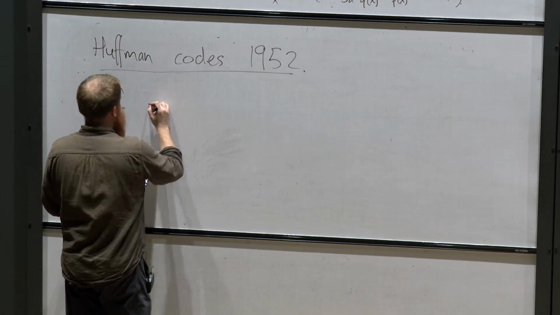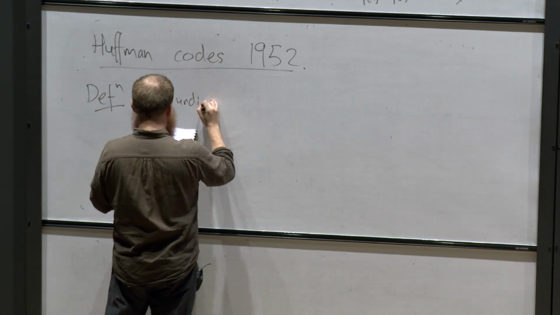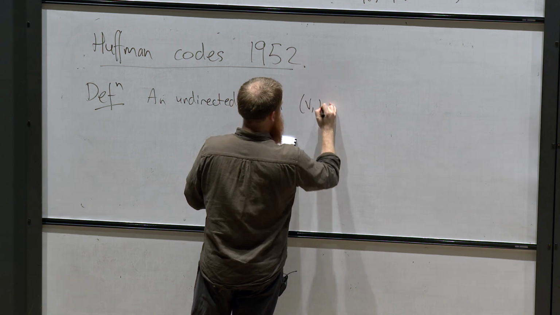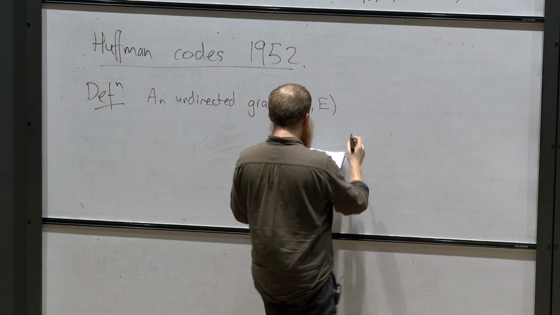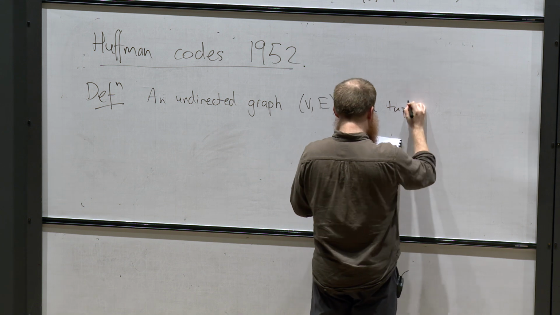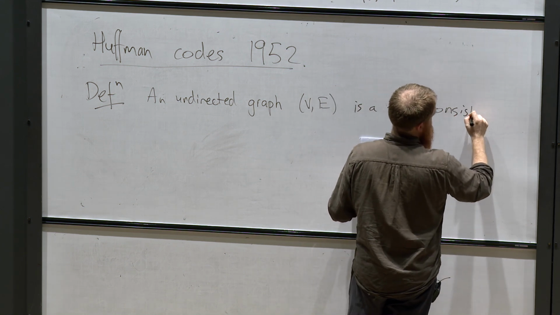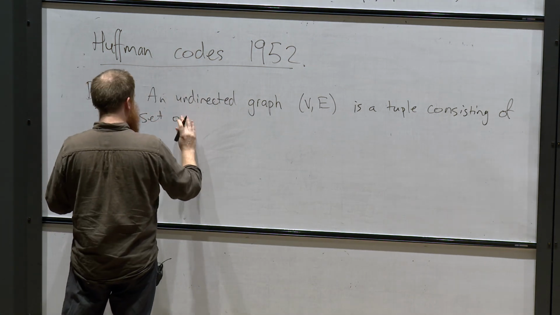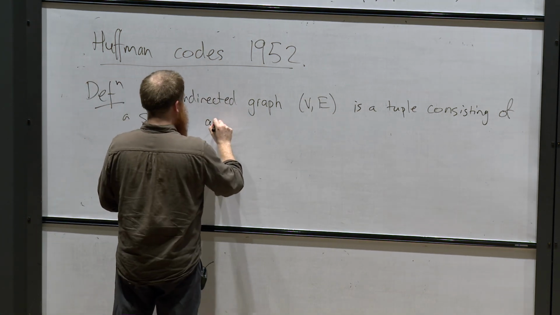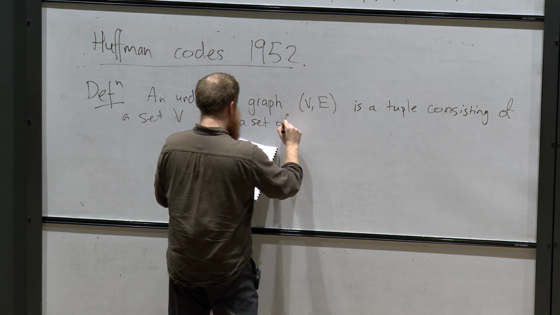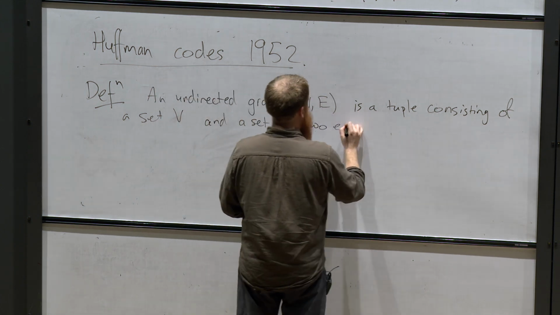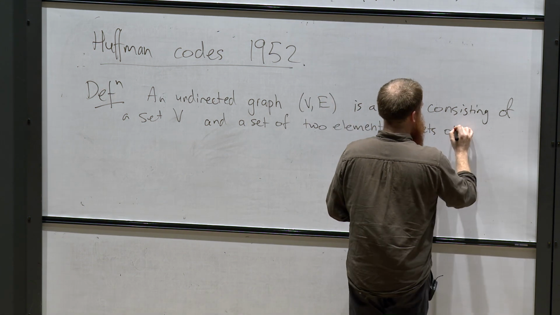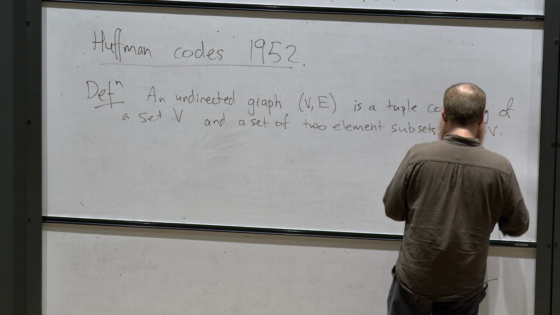Definition: an undirected graph, (V, E), so vertices, edges, is a tuple consisting of a set V and a set of two element subsets of V.